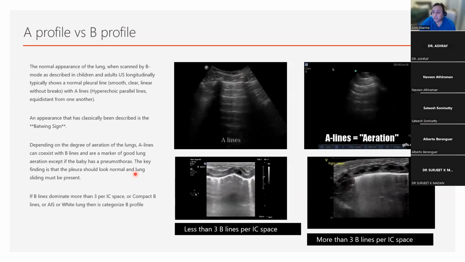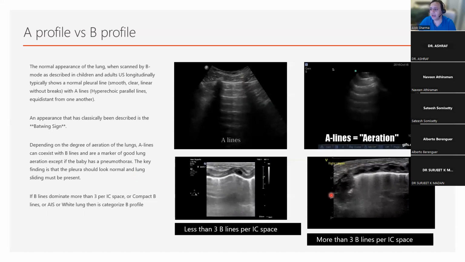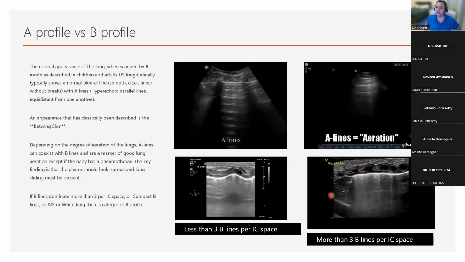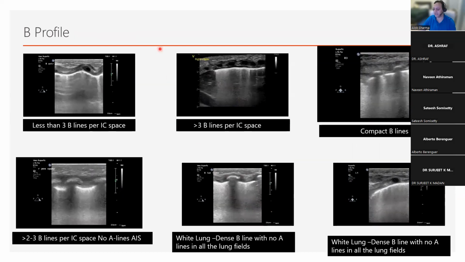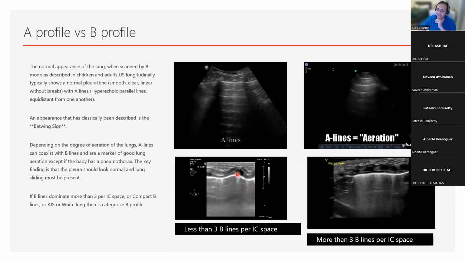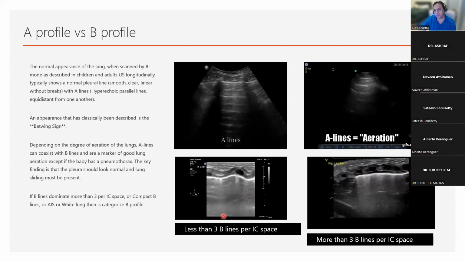Some units like to use AB profile to say that there's both A and B profile, as you would see with transient tachypnea of newborn. I would say that you really need to develop standardized definitions and a standardized approach to how you want to approach transitional lung. Because in a baby who's asymptomatic, where I see this appearance with a lot of lung sparing, for me, that would be normal for that age.